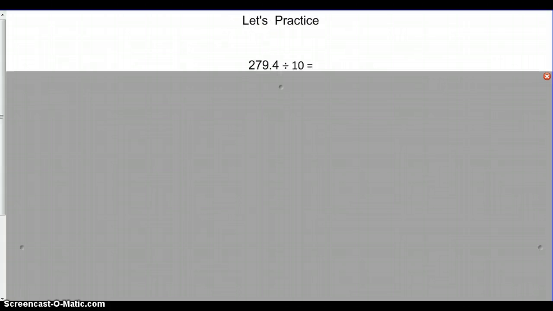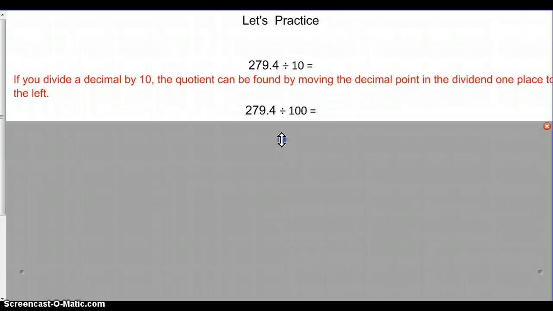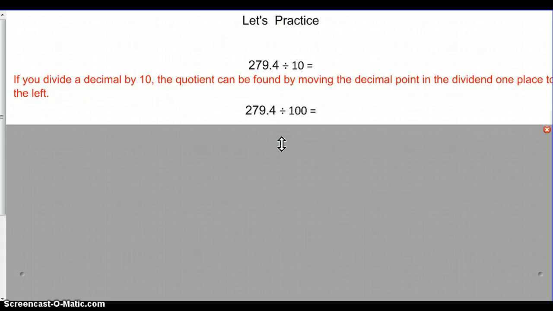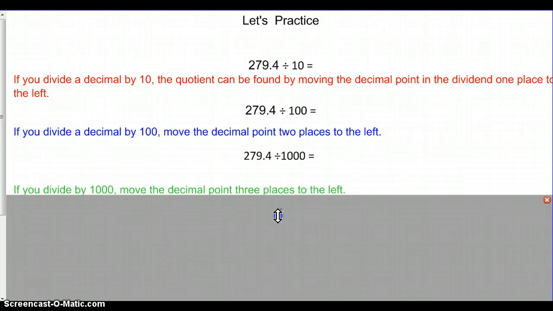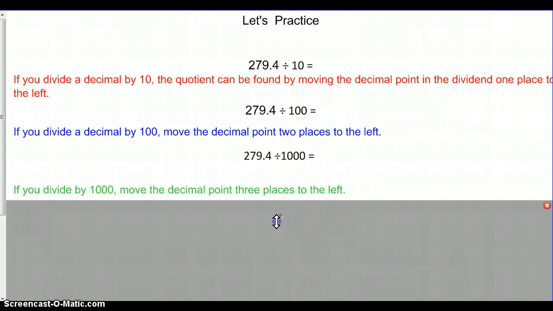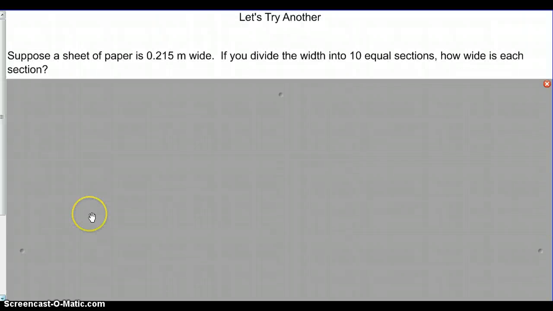Let's practice. 279 and 4/10 divided by 10. If you divide a decimal by 10, the quotient can be found by moving the decimal point in the dividend one place to the left. 279 and 4/10 divided by 100. If you divide a decimal by 100, move the decimal point 2 places to the left. And if you divide by 1,000, move the decimal point 3 places to the left. And there you go.